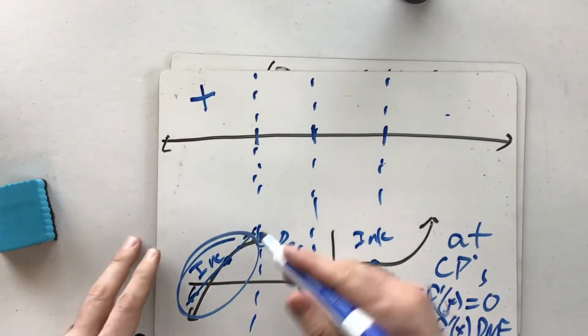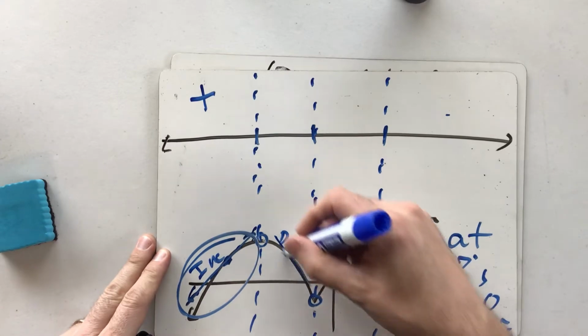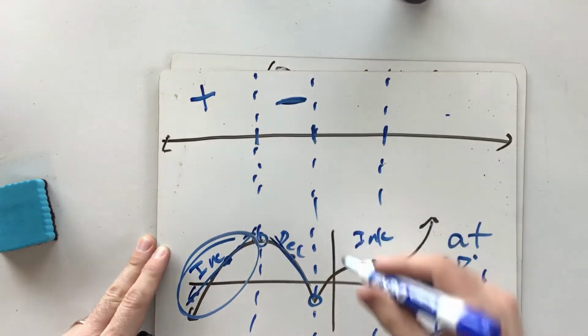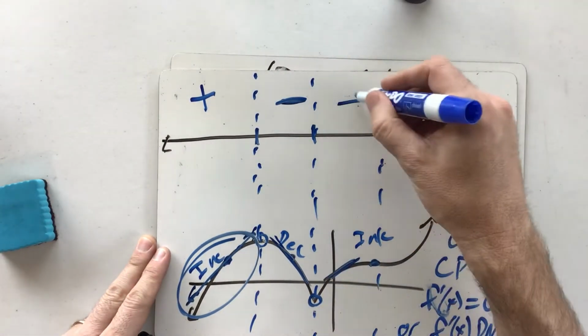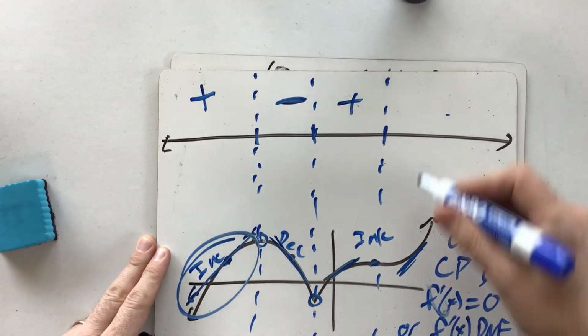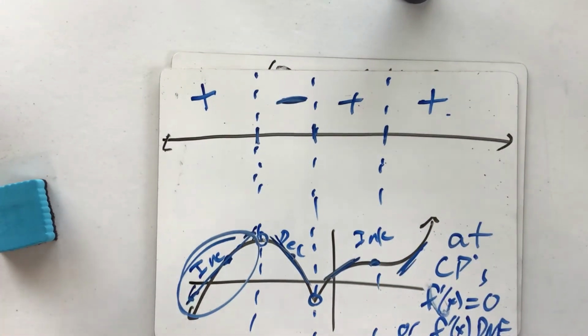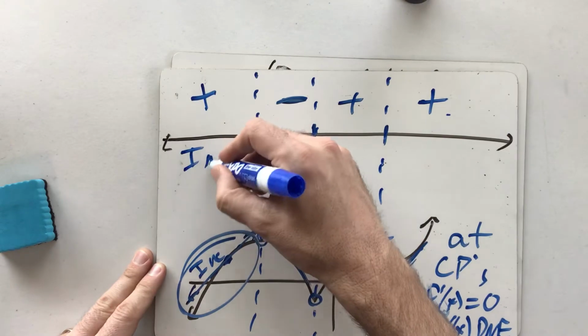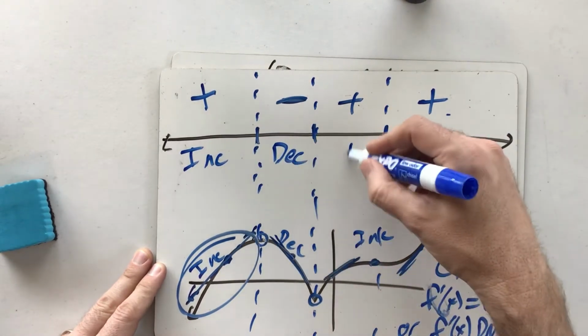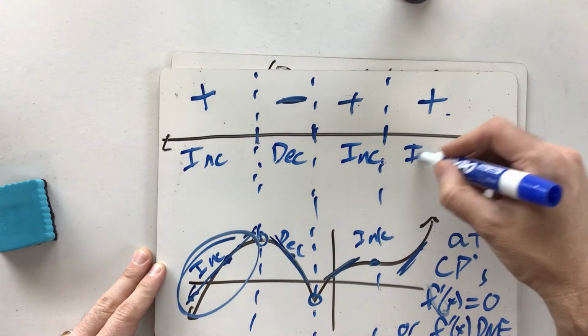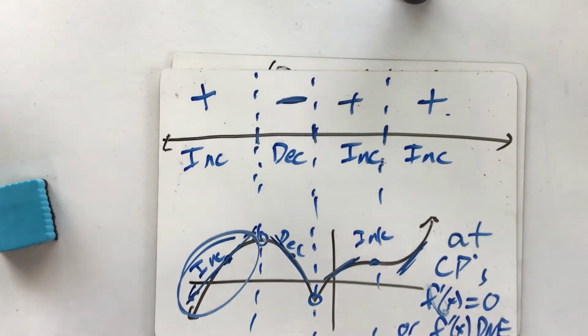So I know that whole section's positive. Here, I get that it's negative, so that whole section is negative. Here, I would get that whole section is positive, and here I would get that that whole section is positive. So what I see is that my graph must be increasing, decreasing, and increasing, and continues increasing for that whole range. Now, if you have a graph, you don't have to do any of this work.